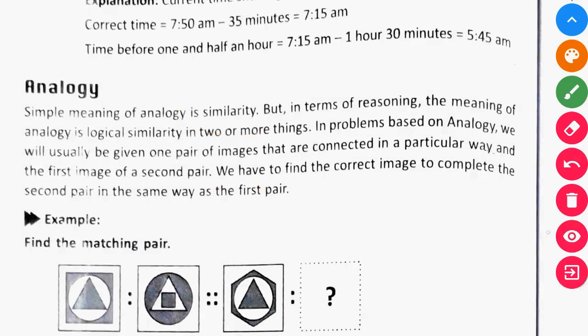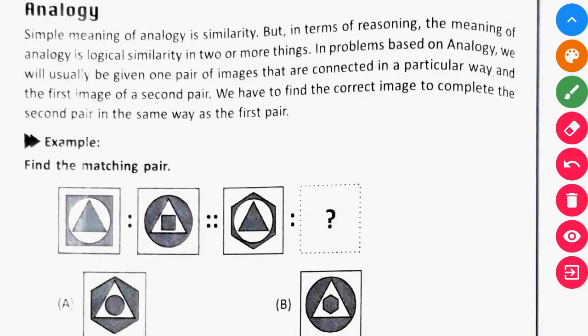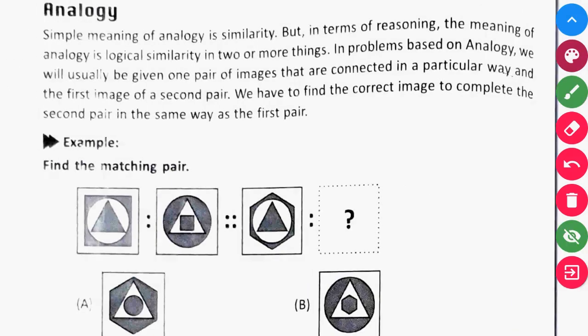Okay, so this is known as analogy. Now in this example, they had asked us to find the matching pair. See what you see in the first pair. A square is there, inside the square there is a circle, square, circle, triangle. Now when the figure changes, the square goes inside the triangle and the circle comes out, and in between the circle there is a triangle, meaning the square goes inside and the whole figure looks like this.